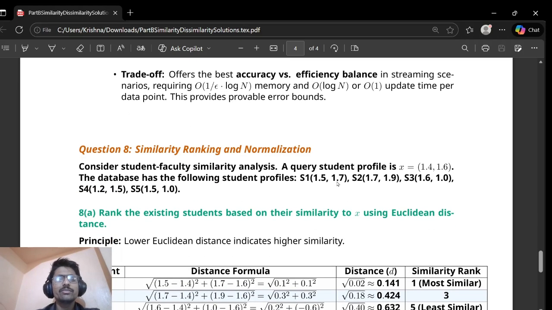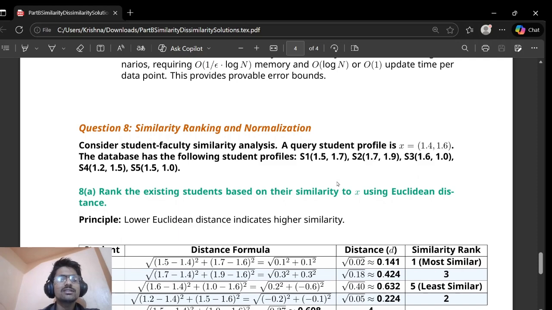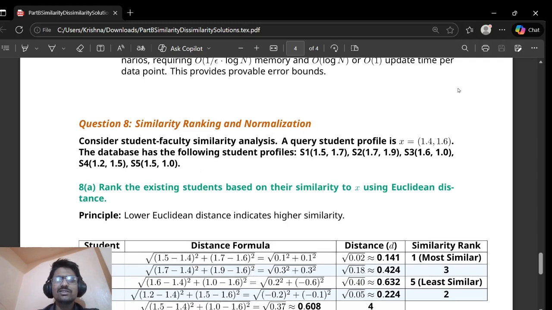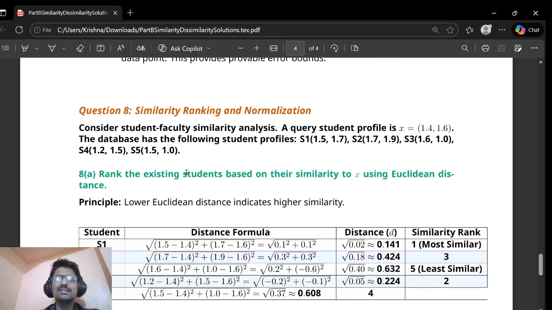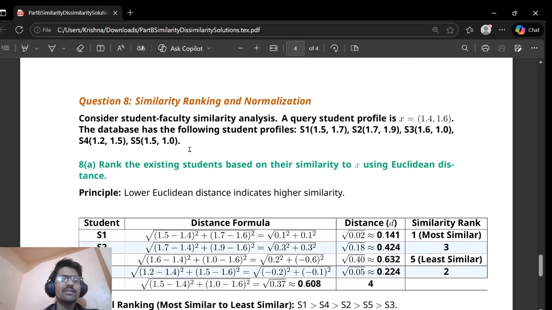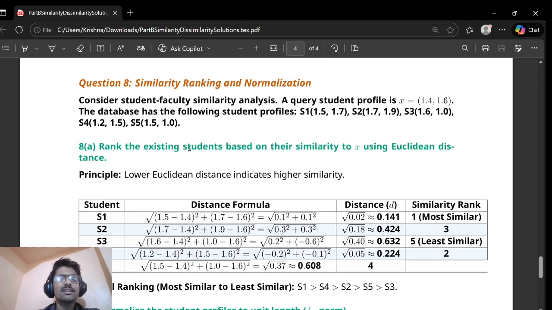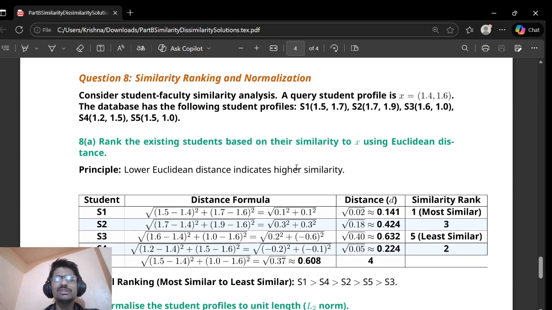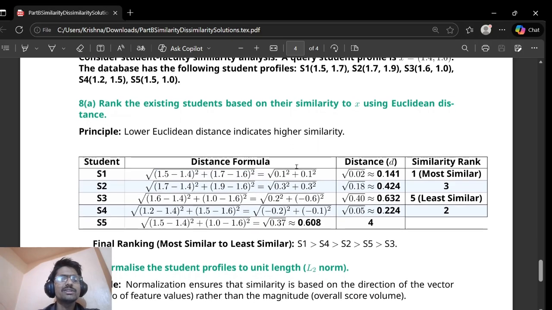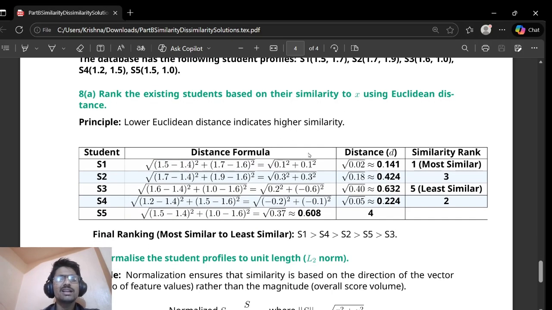Question 8. Similarity ranking and normalization. Consider student-faculty similarity analysis. A query student profile is X = (1.4, 1.6). The database has the following student profiles: student 1, student 2, student 3, student 4, and student 5. So rank the existing students based on their similarity to X using the Euclidean distance principle. Lower Euclidean distance indicates higher similarity.